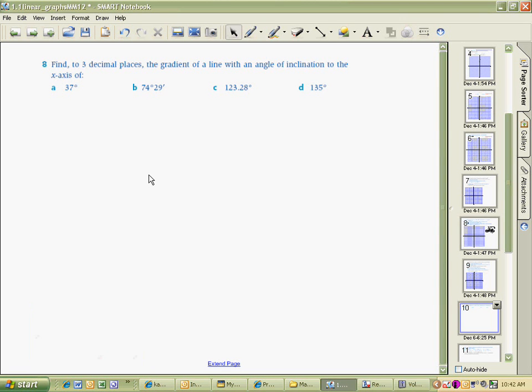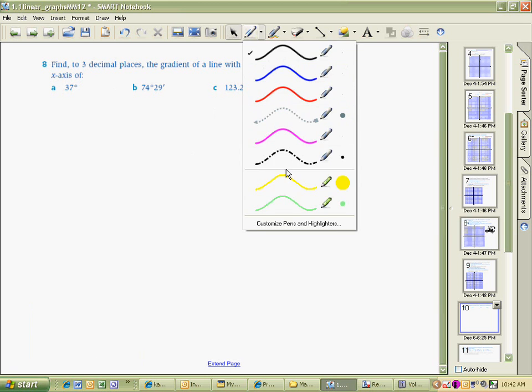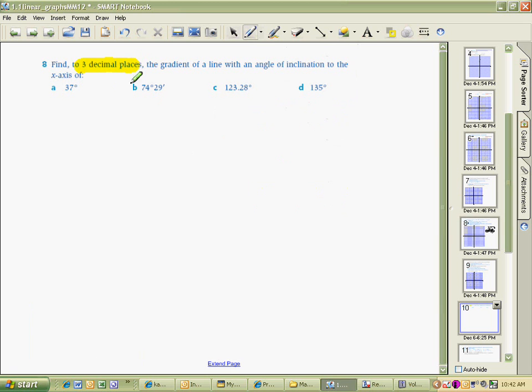Alright, I stopped the previous vodcast at this point because it's a different sort of problem. We haven't actually talked about it yet. Having said that, you have done these types of problems before, or at least you have the theory for it. Notice what it says: find to 3 decimal places. That's going to be important in your answer.